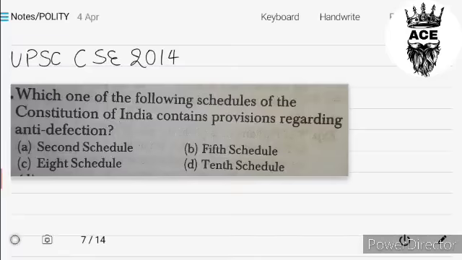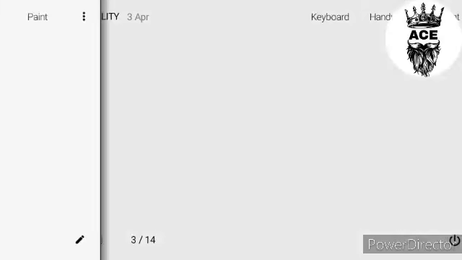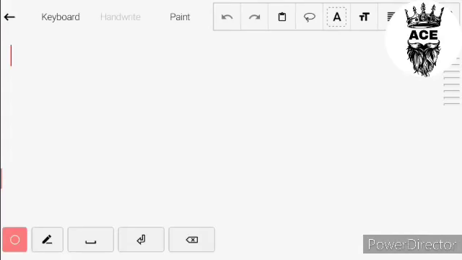Before starting with any question, we would like to discuss some of the facts and figures that are required to solve these types of questions. Hope you will enjoy this, and without wasting too much time, we would like to start. So we are going to start with the polity, that is, schedules. Okay, so let's start.